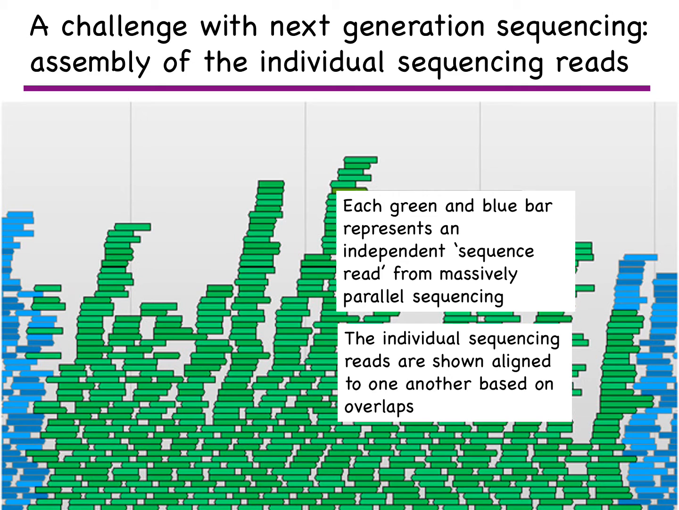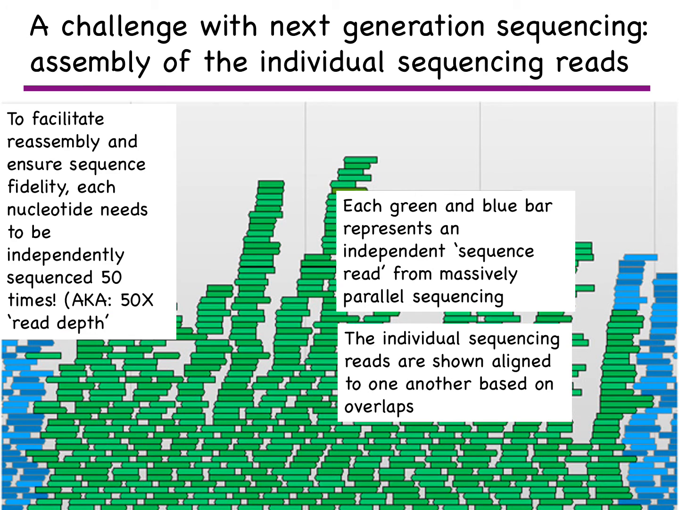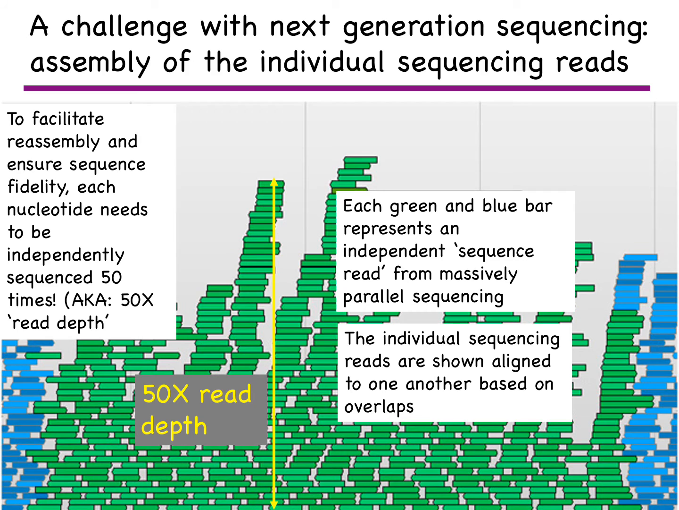They're situated on the slide in a fashion that indicates how the individual reads align to one another. To facilitate reassembly and ensure accurate sequence fidelity, each nucleotide needs to be independently sequenced on average about 50 times. This is also known as 50x read depth. In other words, you have to sequence any given site in the genome on average about 50 times to really be able to accurately reassemble the sequences and to give accurate information as to what the base is at that position.